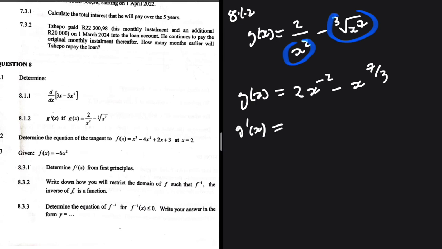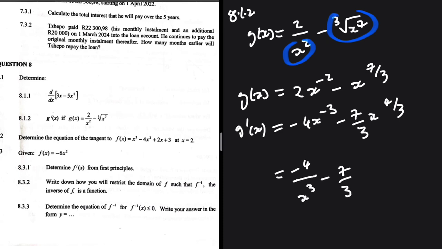So this will be equal to minus 4x to the minus 3, right? And then minus 7 over 3 x to the 7 over 3 minus 1. So 7 over 3 minus 1 is 4 over 3. So g prime of x is minus 4 divided by x to the power 3, minus 7 over 3 x to the 4 over 3. So I think we can leave it like that. I don't think we are required to further simplify it. I think that is perfectly fine.